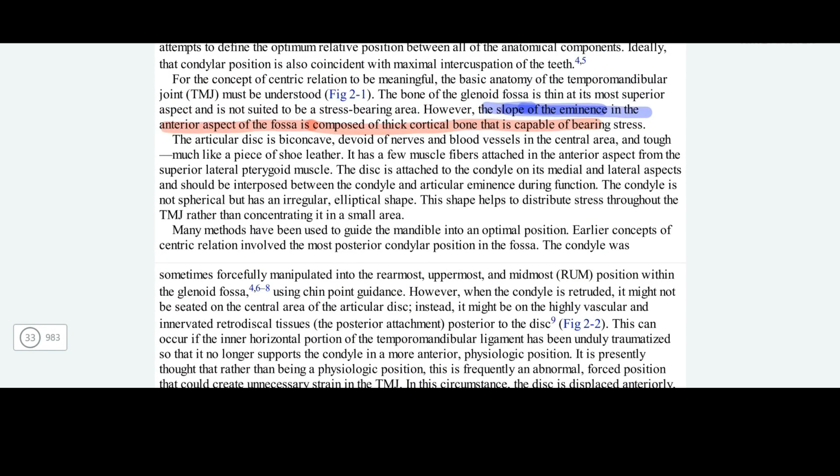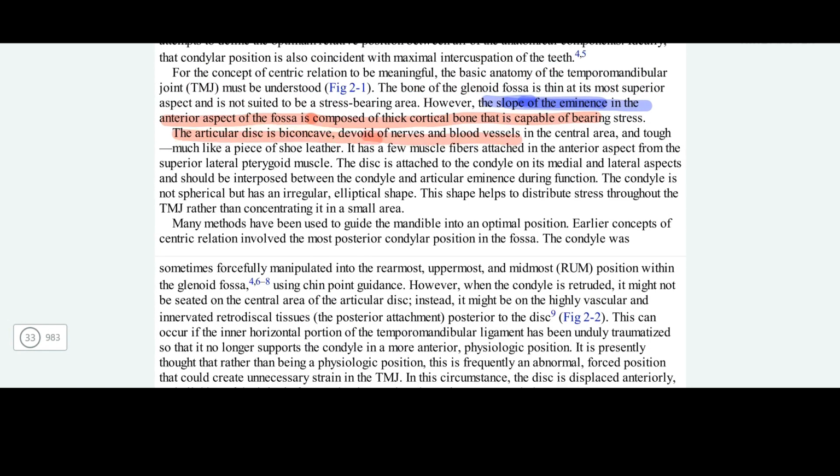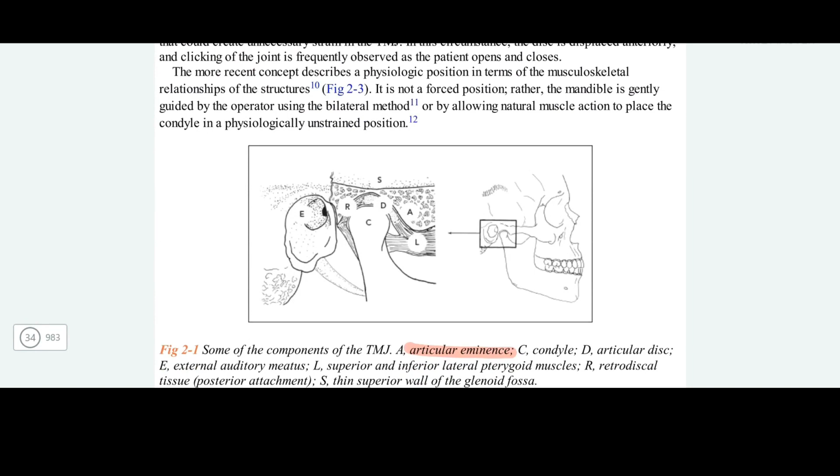Okay, the articular disc is biconcave, devoid of nerves and blood vessels in the central area, and tough, much like a piece of shoe leather. Okay, it has a few muscle fibers attached to the anterior aspect from the superior lateral pterygoid muscle. So let's explain it. The articular disc, this is the articular disc, is biconcave and is empty of nerves and blood vessels. Okay, and is very strong.